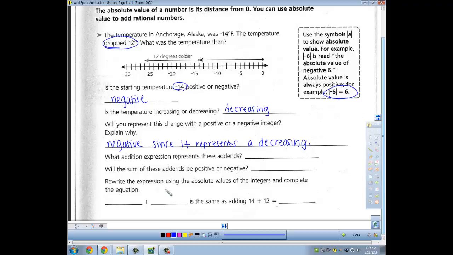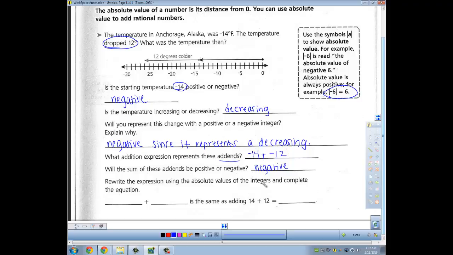What addition expression represents these addends? So we were at negative 14, and then we dropped 12. Since they wanted addends, we know we're going to add, and since we said drop 12, that was a negative 12, so negative 12. Will the sum of these addends be positive or negative? It's going to be negative because it was already negative and we're making it more negative because it's getting colder.